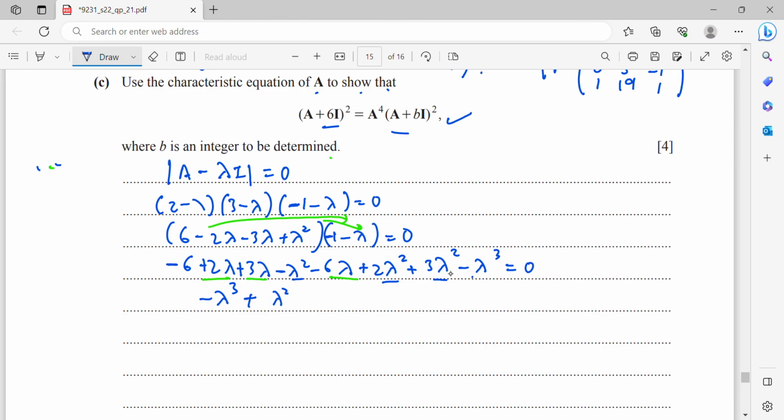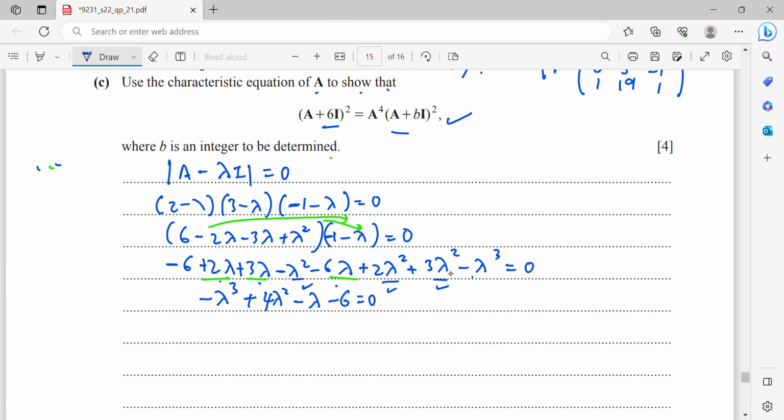But then for the lambda squared, I will be getting minus lambda squared plus 2 lambda squared plus 3 lambda squared. So 5 minus 1, 4. So I will get 4 lambda squared. Then for the lambda, I will get minus 6 lambda plus 5 plus 3 plus 2. So it means that it is plus minus 1 lambda. Okay. Then lastly, minus 6 equals to 0.